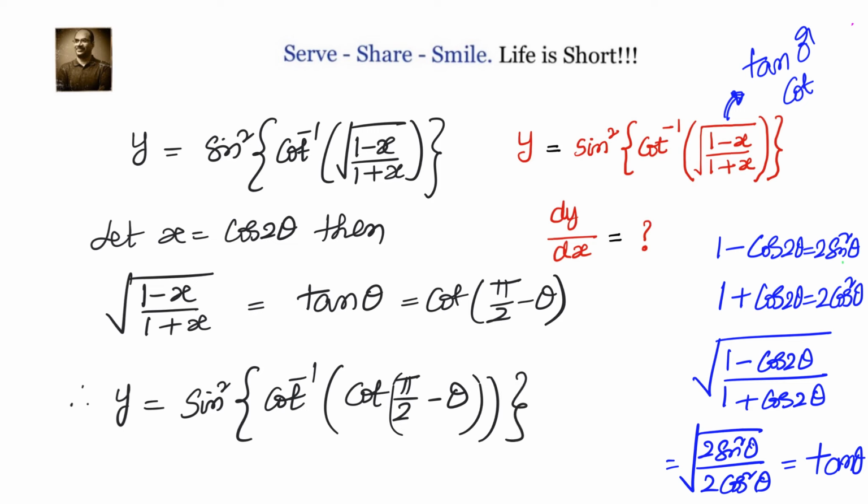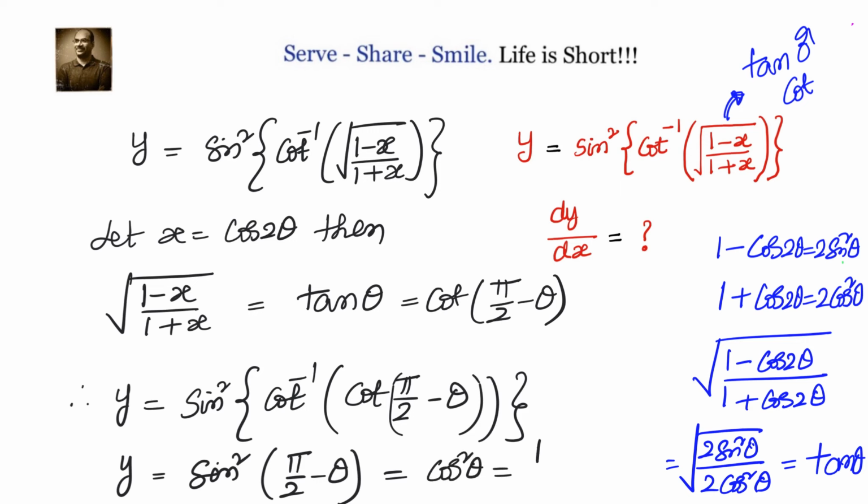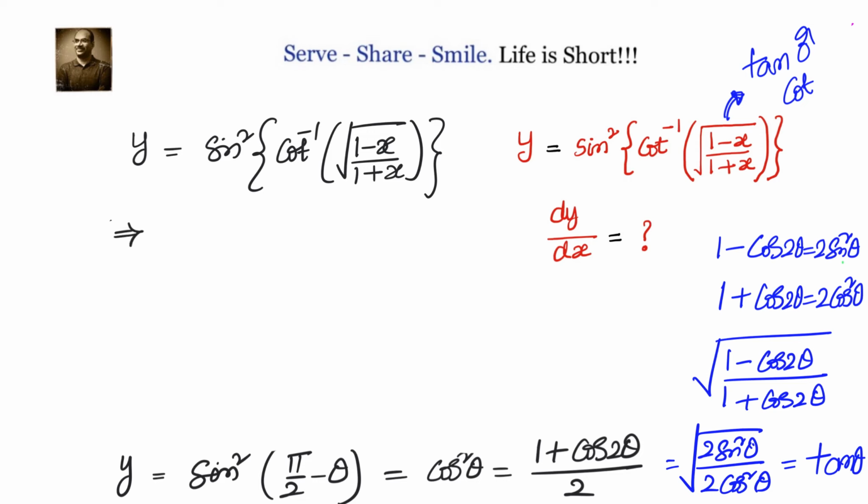But what is sine of pi by 2 minus theta? By trigonometric ratios of complementary angles, we know that sine of pi by 2 minus theta is cos theta. So sine square of pi by 2 minus theta equals cos square theta. But what is cos square theta with respect to our x? We have written already that 1 plus cos 2 theta is 2 cos square theta. So cos square theta is (1 plus cos 2 theta) by 2. So y equals (1 plus cos 2 theta) by 2. But cos 2 theta is nothing but x. So y equals (1 plus x) by 2.